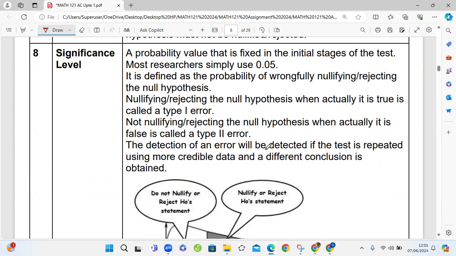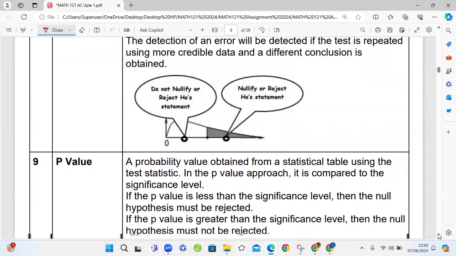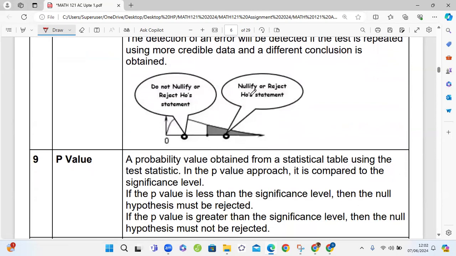An error will be detected if the test is repeated using more credible data and a different conclusion is obtained. So as you can see, if your test statistic is in the critical region, you reject the null hypothesis. If it is not in the critical region, you do not reject the null hypothesis.